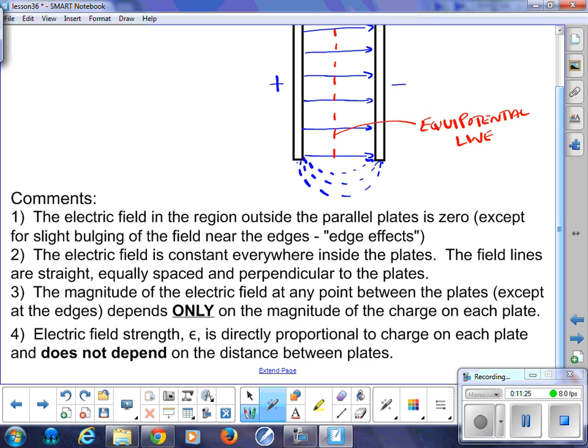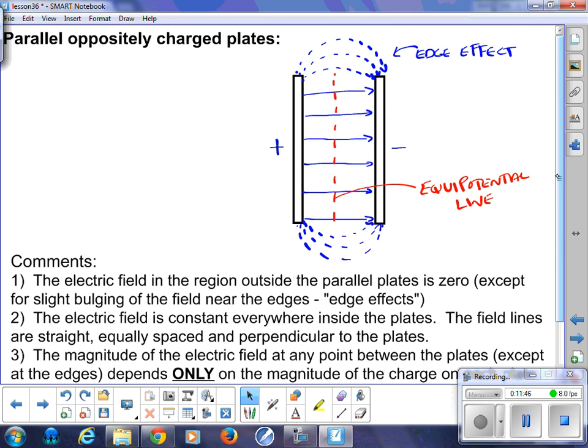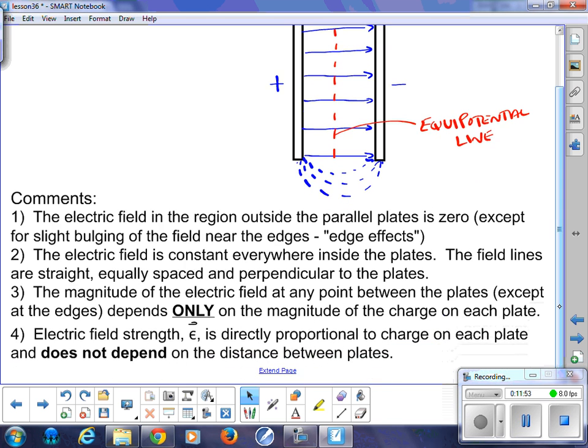The last one, electric field strength, E, I've been using that notation, is directly proportional to the charge on each plate and does not depend on the distance between the plates, which I just inferred from the third one there. Okay, so there we go. There are some of the properties when we're dealing with 2 metal plates. They have an electric charge, and the result then is an electric field. Those are the 4 properties that exist for that particular situation.